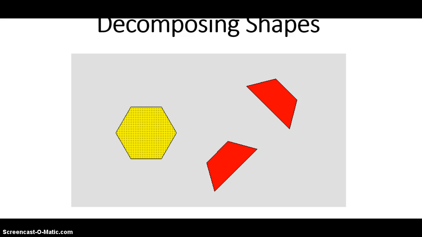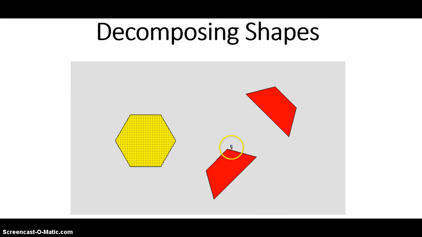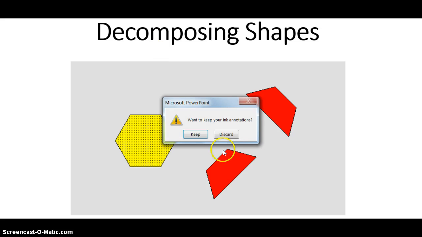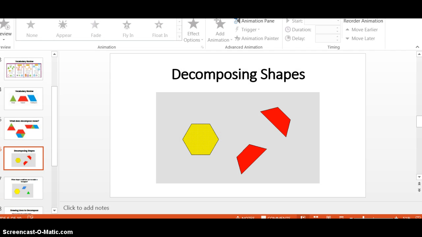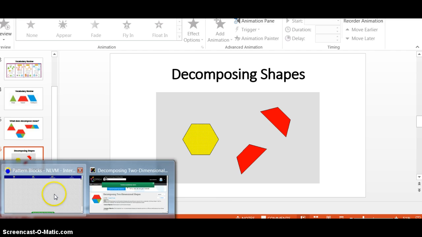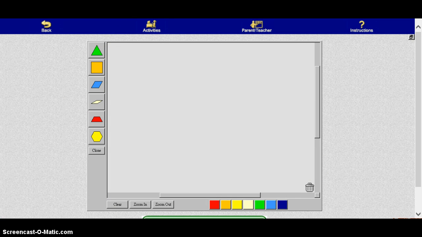So let's take a look at how we can decompose shapes by using a virtual manipulative that you're actually going to be using yourself. So here we have our website where you're going to practice. So I have a hexagon. Now, do you see how I can make different shapes with these shapes?